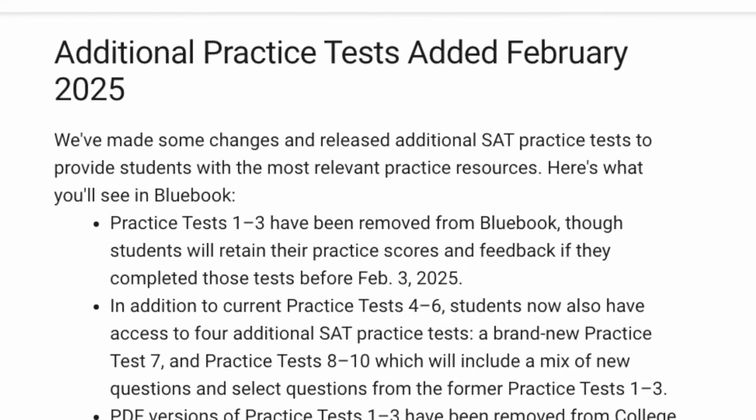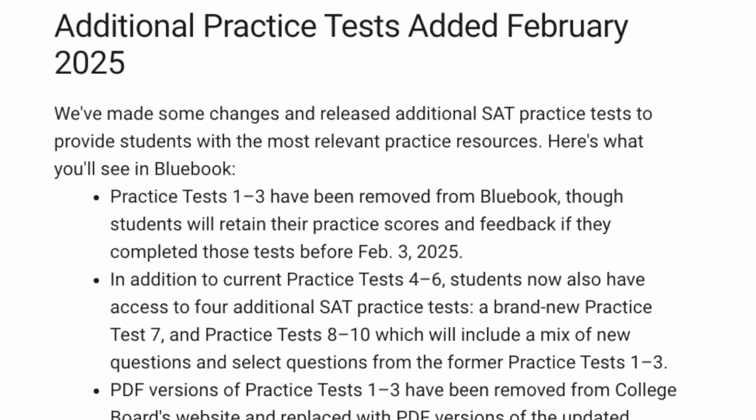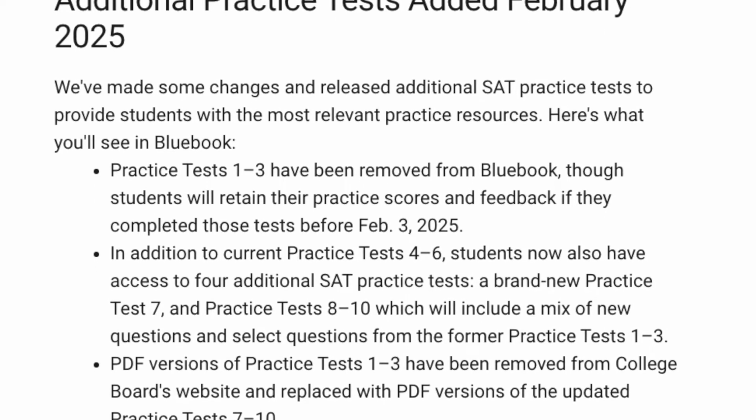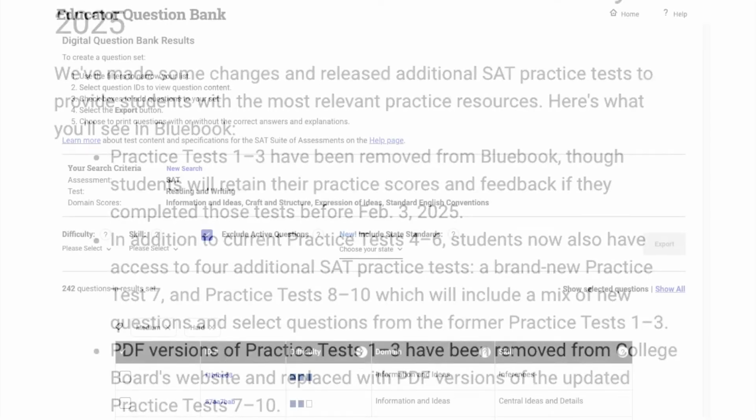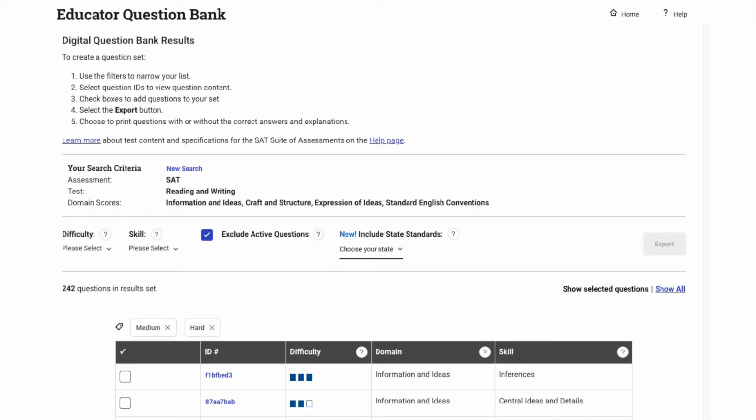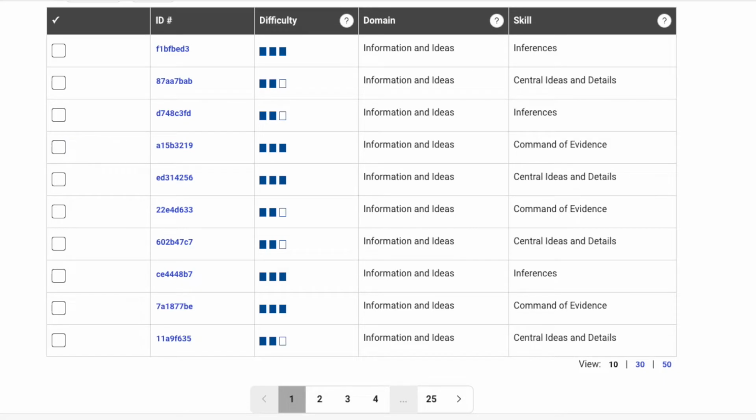So that would be Blue Book tests 4 through 10. They got rid of 1 through 3 recently and added 7, 8, 9, and 10. And then also the medium and hard questions from the question bank.